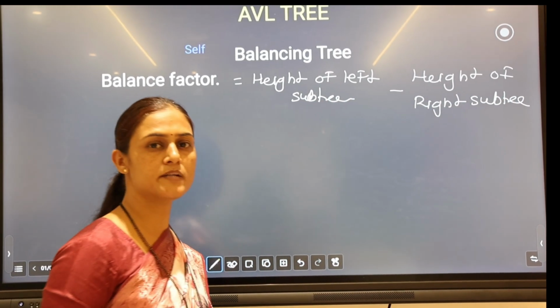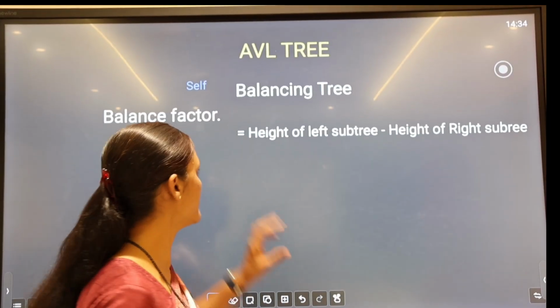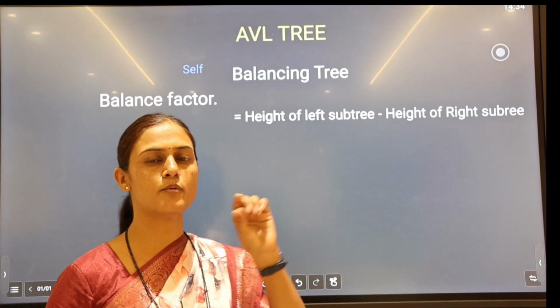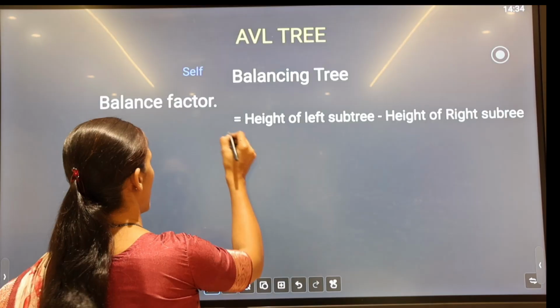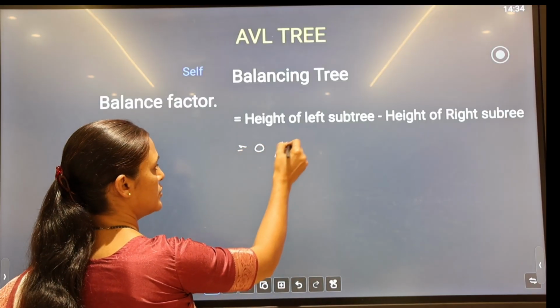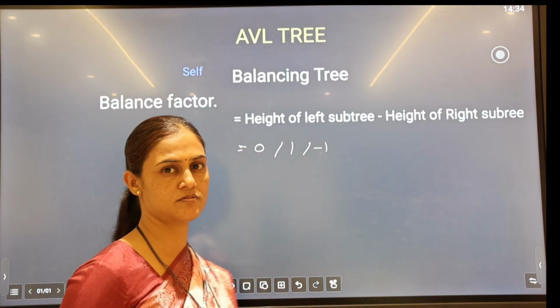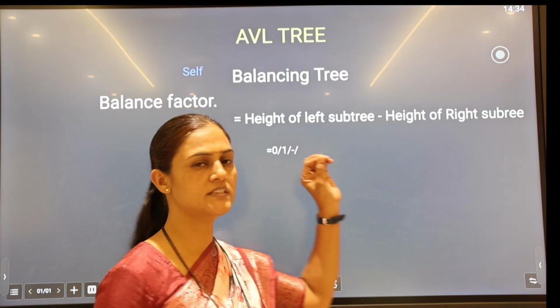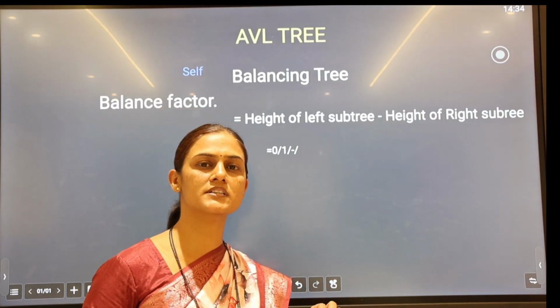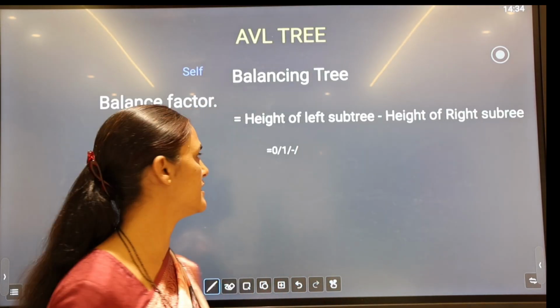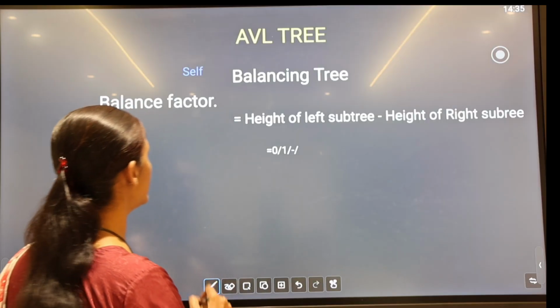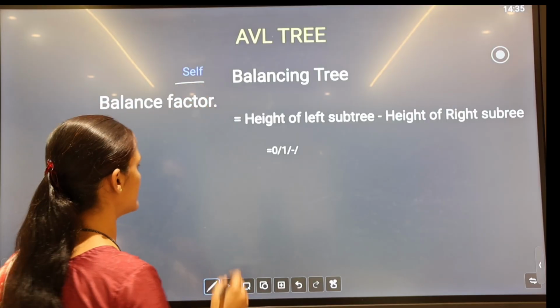So a tree can be called as AVL tree in which balance factor of each node is either 0, 1 or minus 1. If balance factor is other than these figures, then it is not an AVL tree. It is called as self balancing tree.